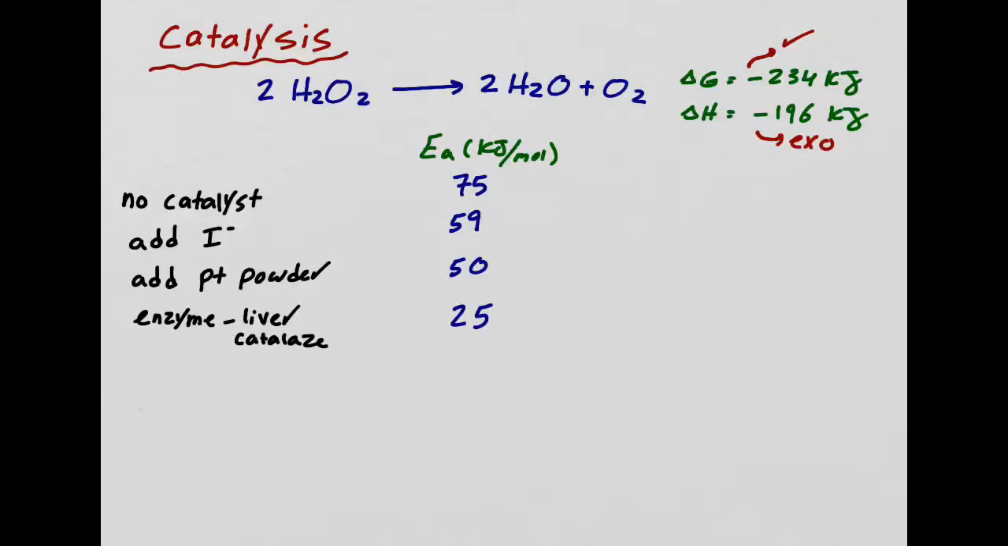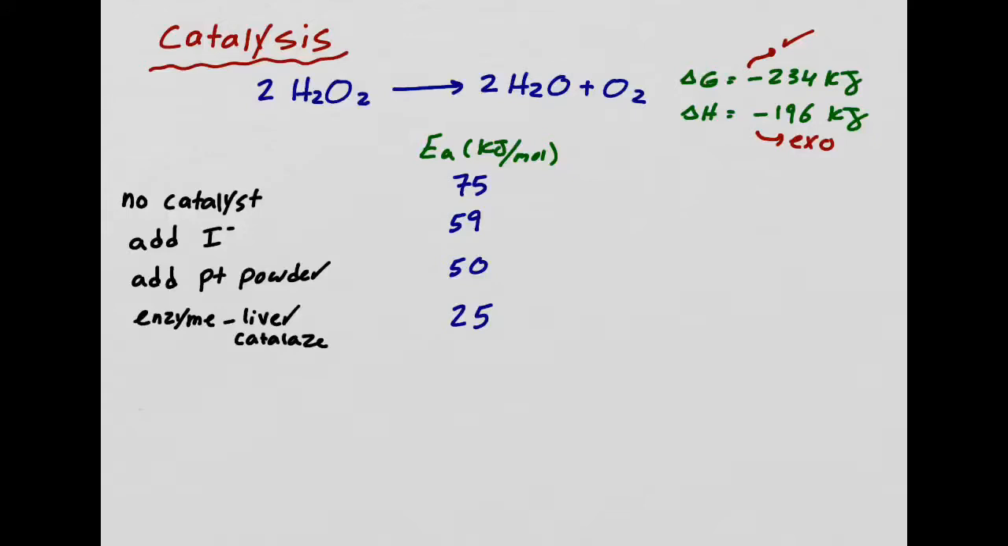So here's the deal. If we add no catalyst to this reaction, the activation energy is going to be 75 kilojoules per mole. And then if we have I minus as a catalyst to this reaction, activation energy is 59. If we add platinum powder as a catalyst, the activation energy is 50. And if we add enzyme, liver catalase is a specific enzyme that we could add, the activation energy would be 25 kilojoules per mole.